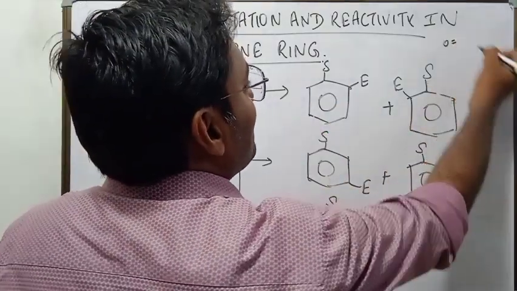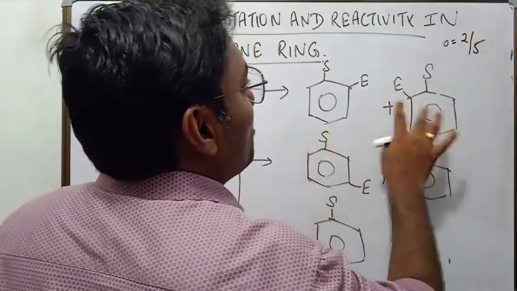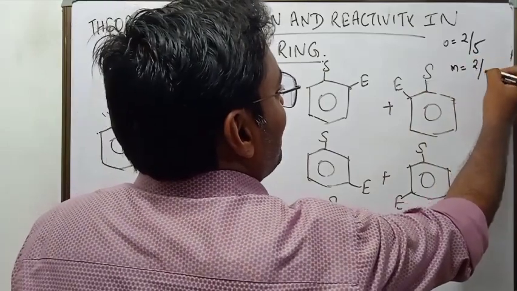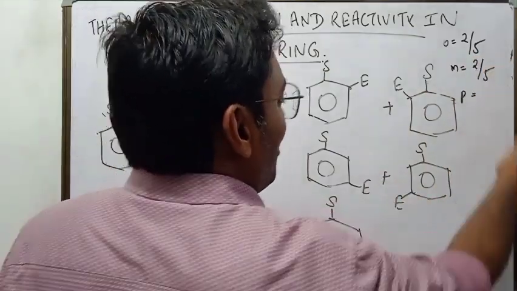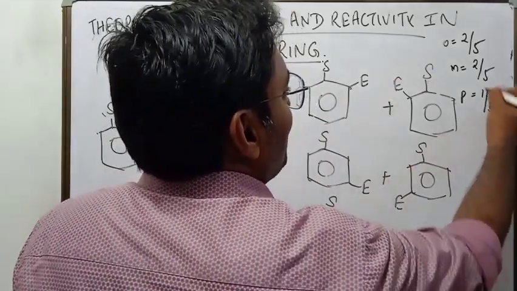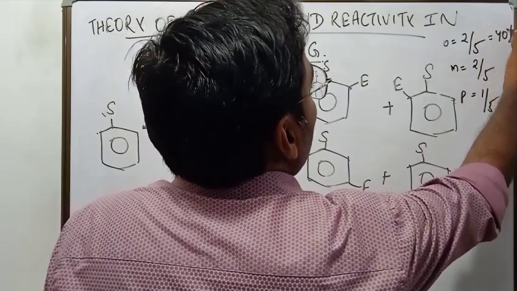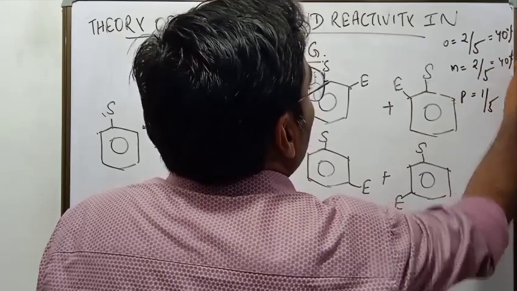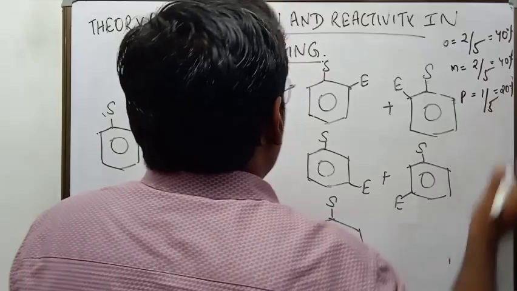Ortho, how much? 2 out of 5. Meta, 2 out of 5. And para, how much? 1 out of 5. So if you take the percentage, you can say 40% ortho product will be formed, 40% meta product will be formed, and 20% para product will be formed.